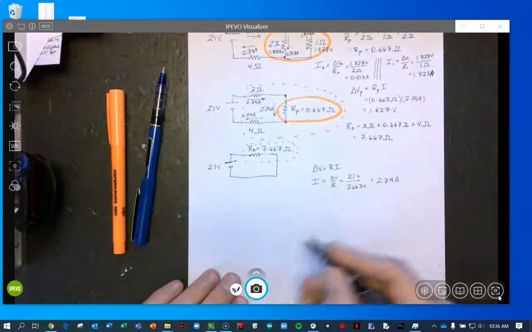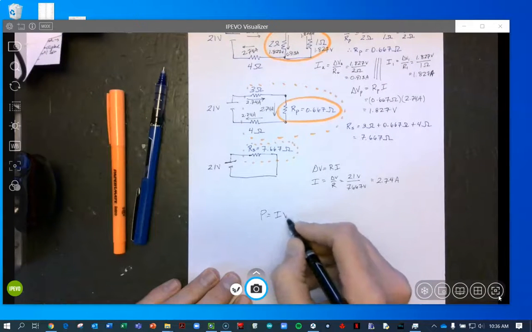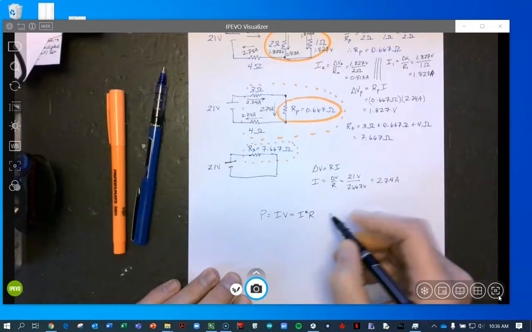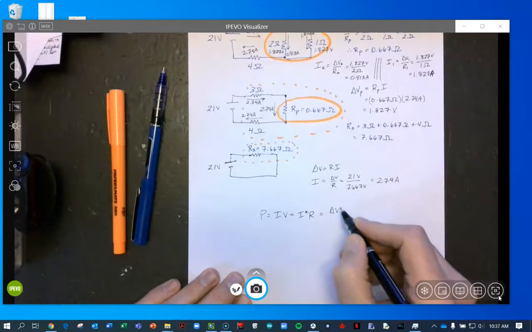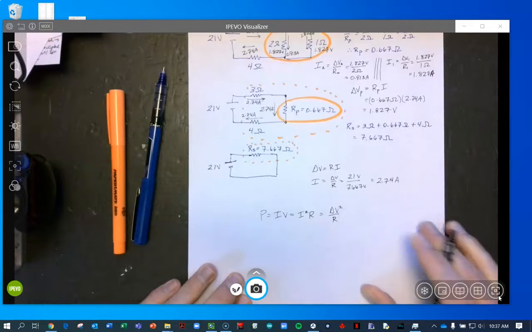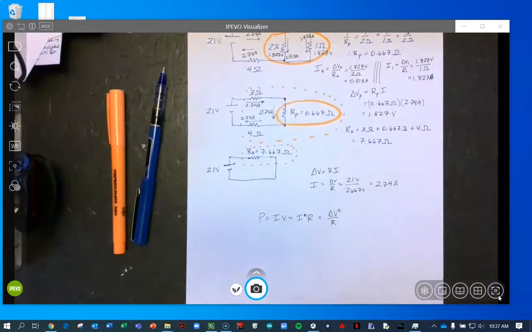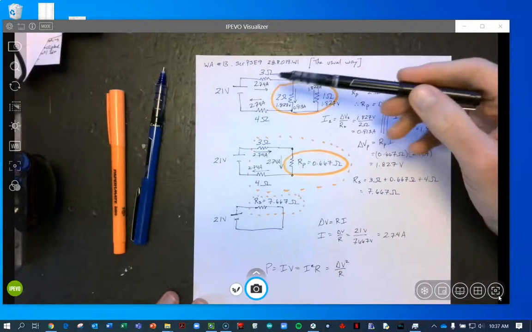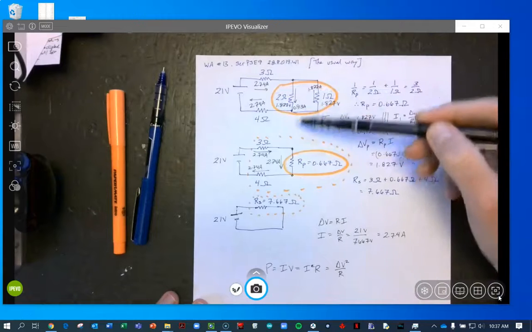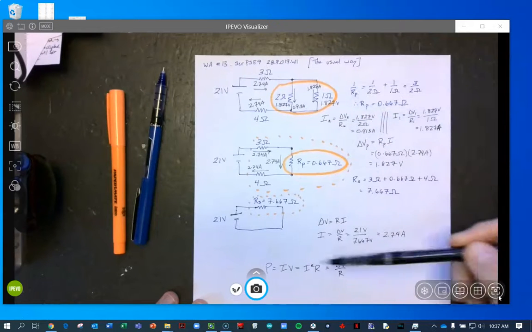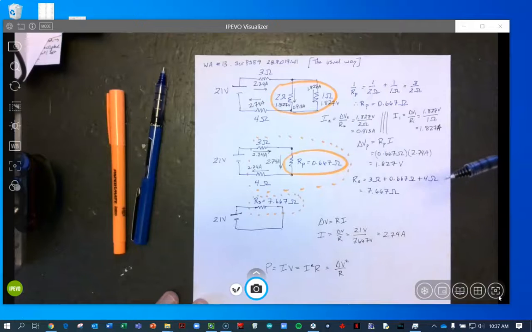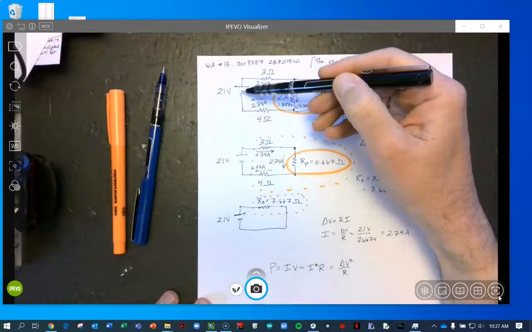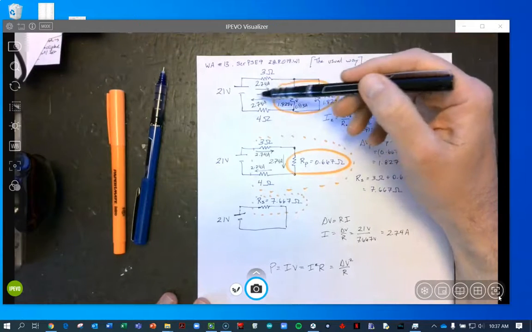Remember, power is IV, that's one equation, and it's also I squared R, and it's also delta V squared over R. This is the traditional way of solving this problem, where you take the resistors in series and parallel, break it down, and then build it back up again, playing little forensic detective on the way back up. You can do this method because there's one battery.